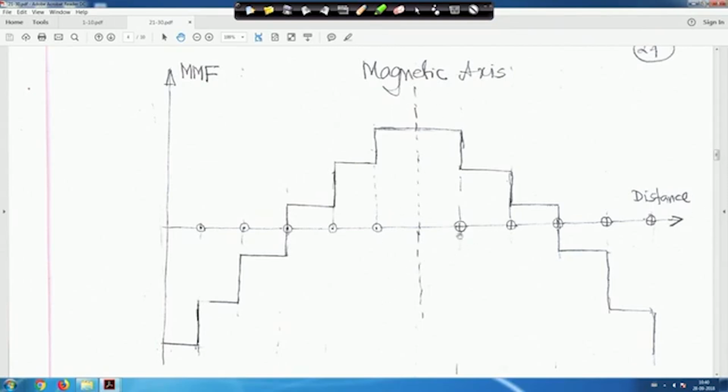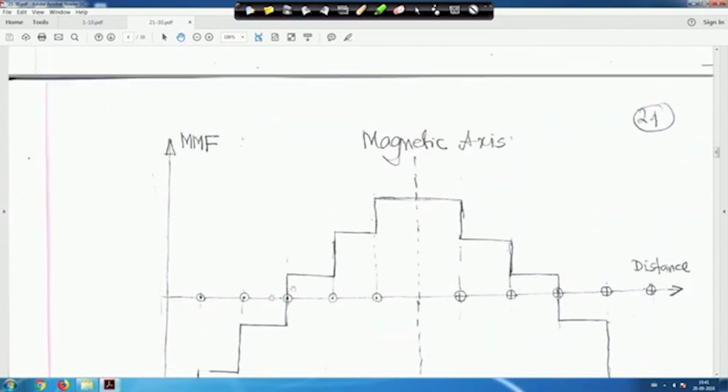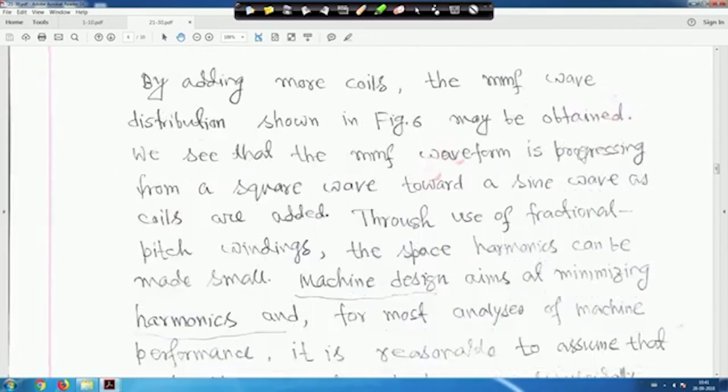And this side shows crosses and dots, so you know this, right? So by adding more coils, the MMF wave distribution shown in figure 6 may be obtained. We see that the MMF waveform is progressing from a square wave towards a sine wave, right? As coils are added, if you add more coils, it will slowly and slowly be like a sinusoidal waveform, right?